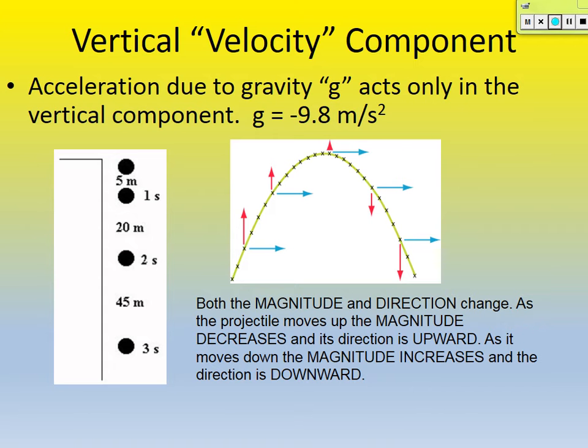But let's talk about vertical now. Acceleration due to gravity, which is given this symbol lowercase g, acts only in the vertical component, and its magnitude is negative 9.8 meters per second squared. Again, why is it negative, Dawson? Because it's going down. Good. And down in physics is negative.